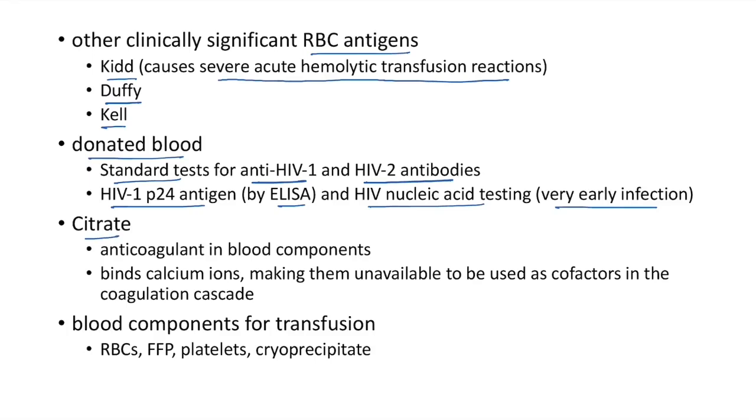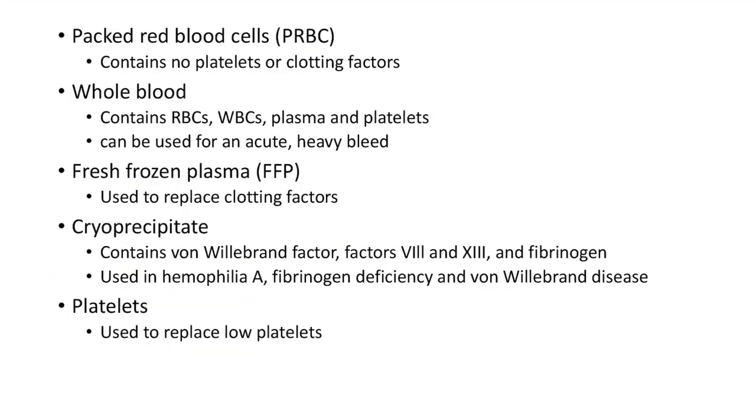Citrate is the anticoagulant used in blood components. The mechanism of action of citrate is it binds calcium ions, making them unavailable to be used as cofactors in coagulation cascade. Now let us see about blood components for transfusion. The various components available for transfusion are red blood cells, fresh frozen plasma, platelets and cryoprecipitate. Now let us see about each of them in detail.